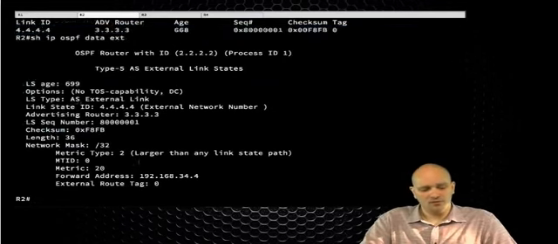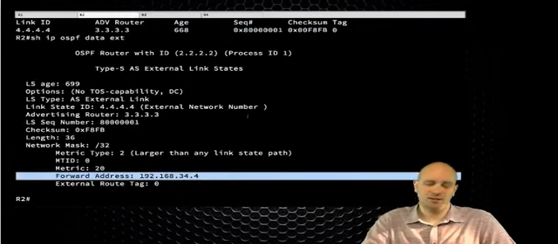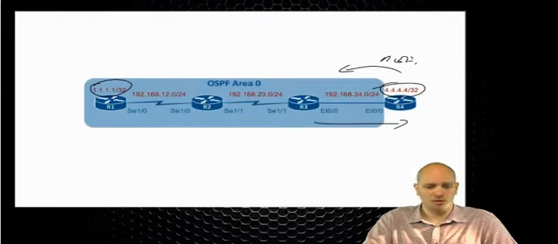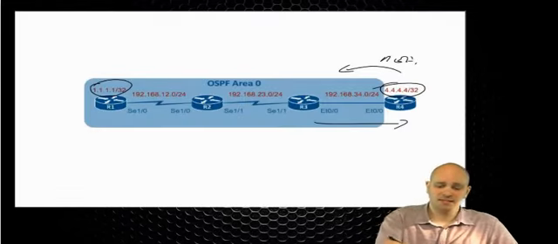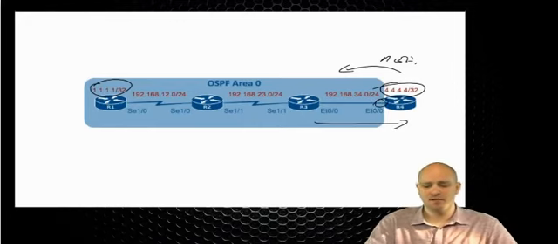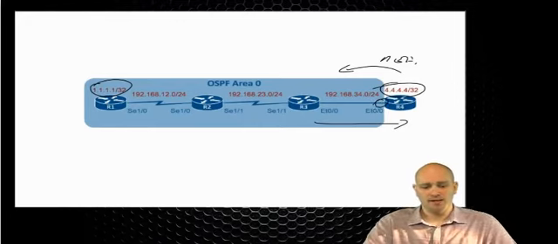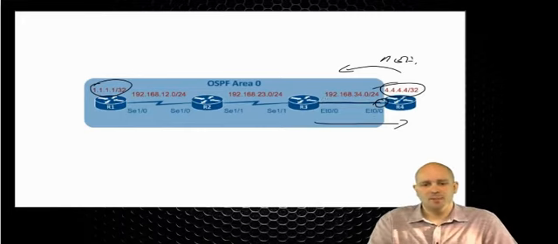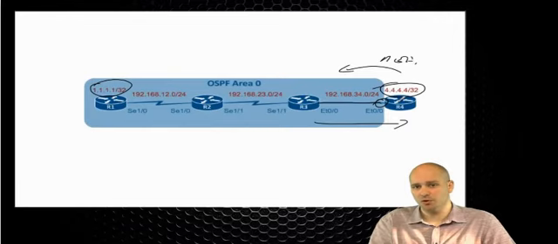And one of the things that should kind of stick out is the forward address. I do have the forward address here, which says 192.168.34.4, which is nothing unusual, because if I take a look at the diagram, this is actually the IP address on R4 here on this link. So it kind of makes sense that this is the forwarding address. But there is a problem with this, because in OSPF, the forward address is not always going to be installed.